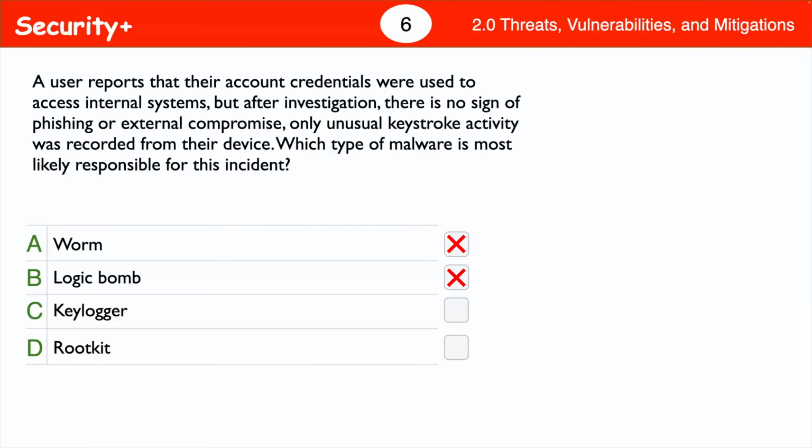And finally, we can eliminate D, a rootkit. A rootkit hides malicious activity at the OS level, but isn't specifically used for capturing keystrokes. And that leaves us with the answer, which is C, keylogger. And keyloggers are designed to silently monitor and record user keystrokes, allowing attackers to capture sensitive data like usernames and passwords without triggering obvious alerts.